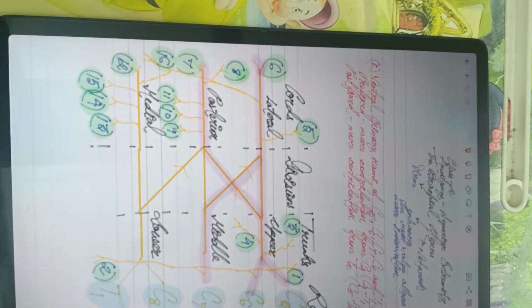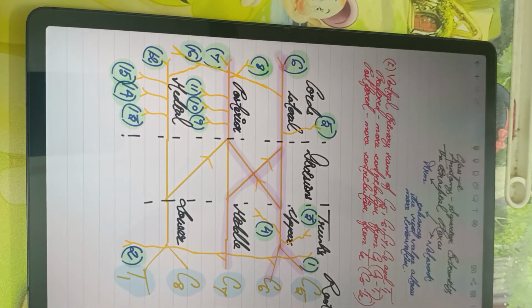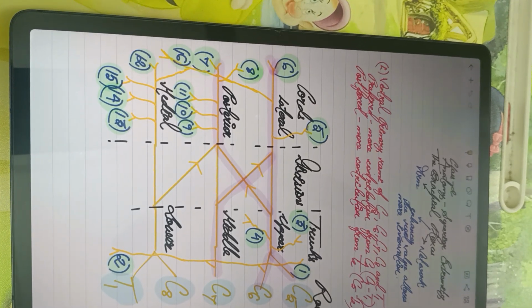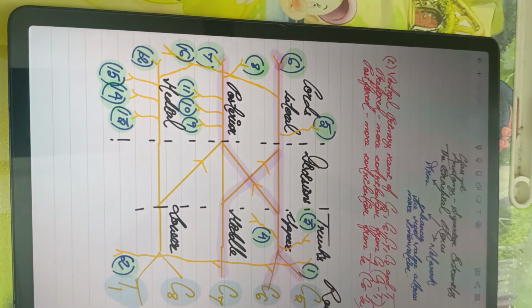That's it for the brachial plexus. Please look at the diagram, it's wonderful. And just open the Netter's Atlas once, it's wonderful there.